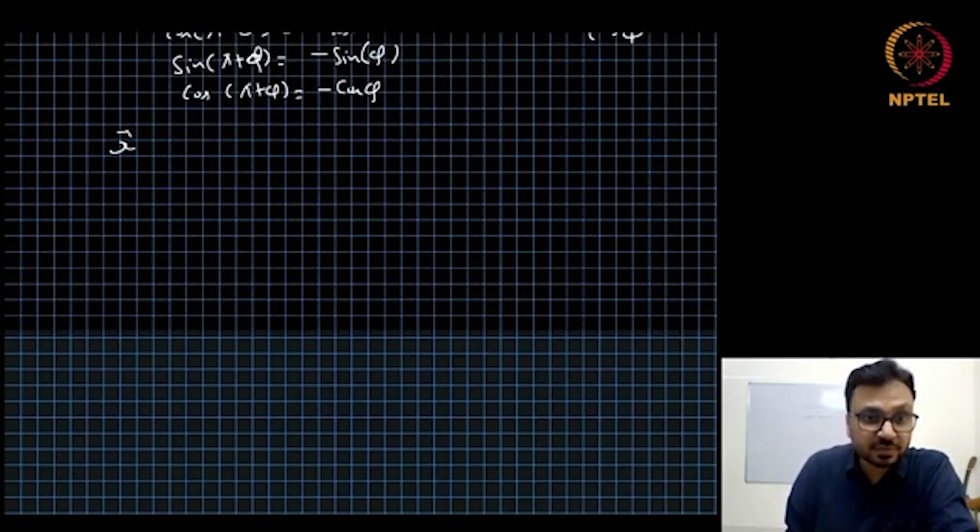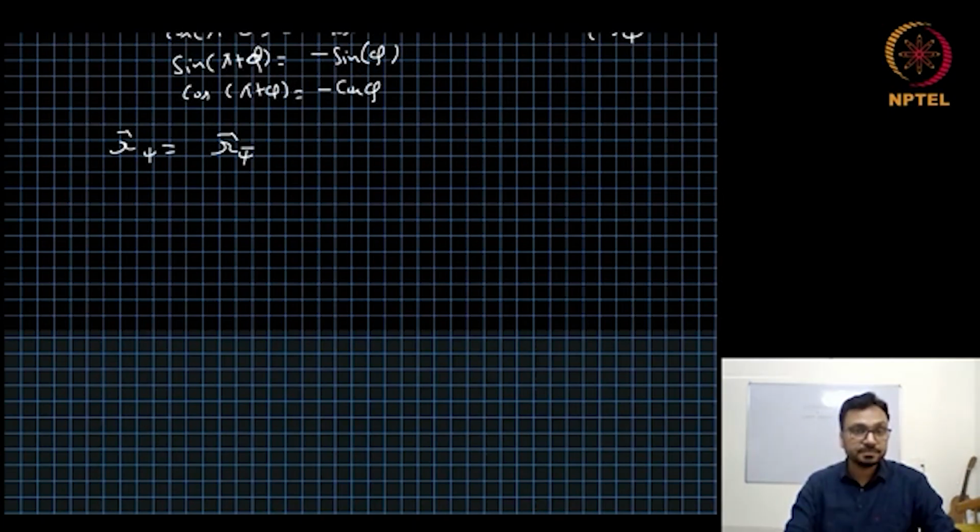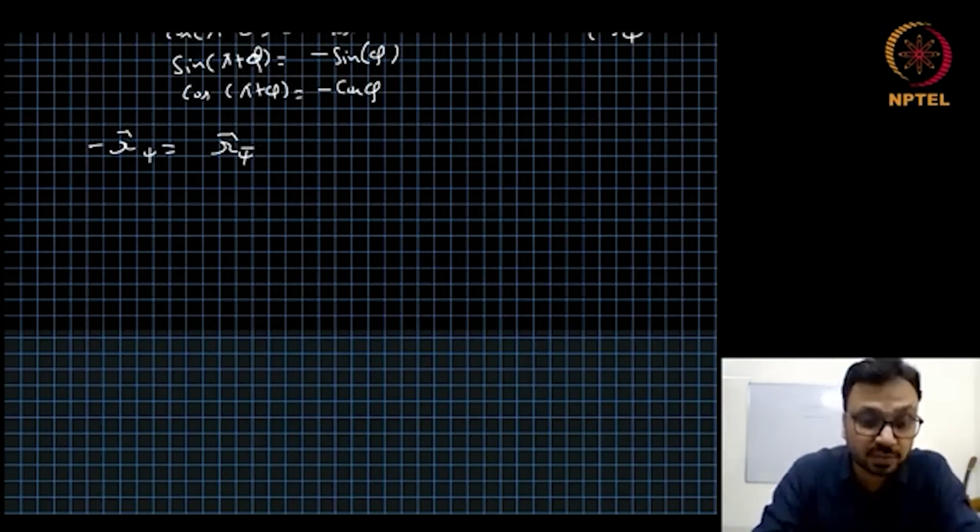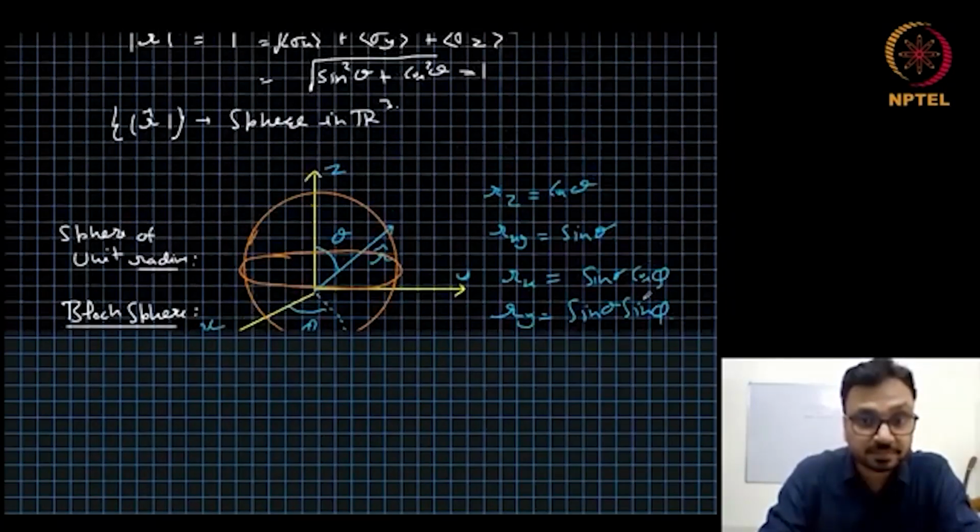So the r vector corresponding to psi and the r vector corresponding to psi bar are related: r of psi bar is negative of r of psi. What does it mean? If a state is represented by a Bloch vector R, then its orthogonal state will be represented by the diagonally opposite point on the sphere. The diagonally opposite point is the point which connects the origin and the point R and passes through the other side of the sphere.